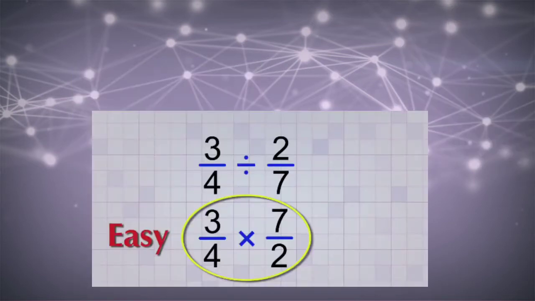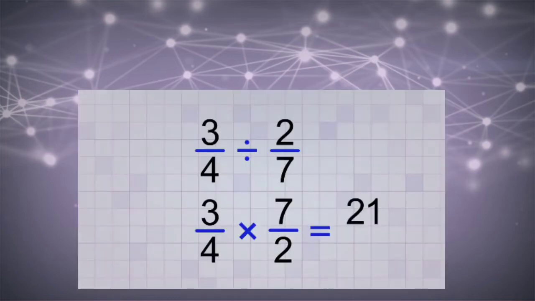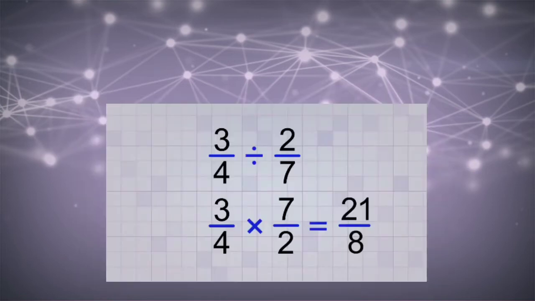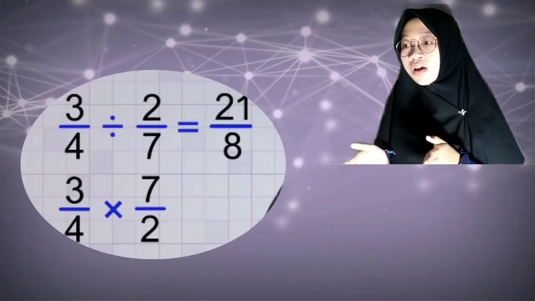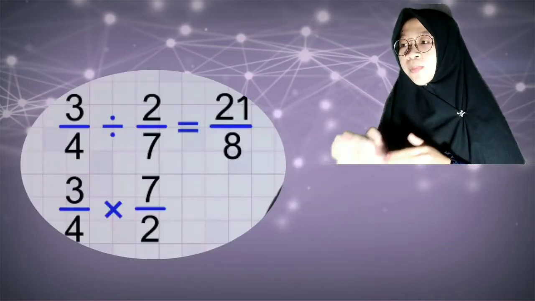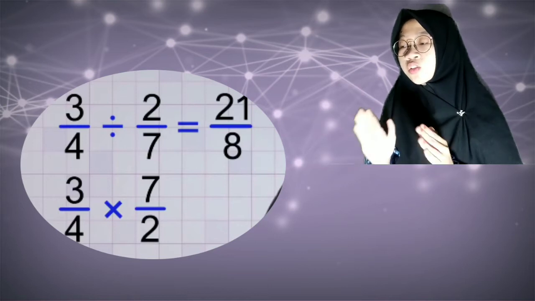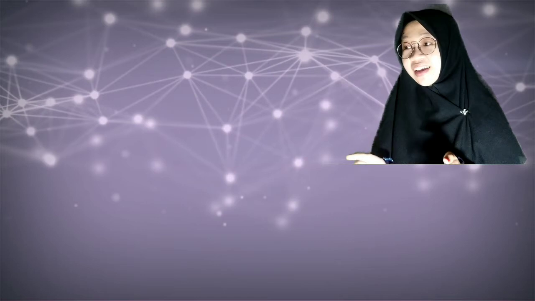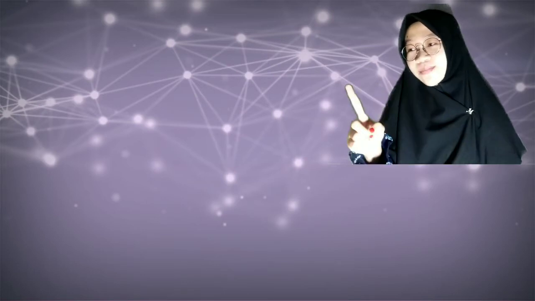Okay, now that our problem has been changed to multiplication, it is easy. Just multiply the tops. 3 times 7 equals 21, and multiply the bottoms. 4 times 2 equals 8, and we have the answer to our fraction division problem. So, 3 over 4 divided by 2 over 7 is 21 over 8. So, that's pretty easy. But let's try one more example.